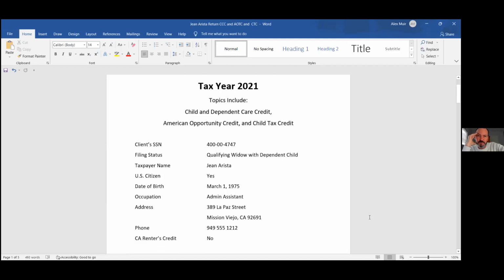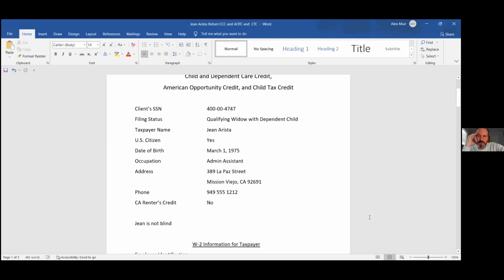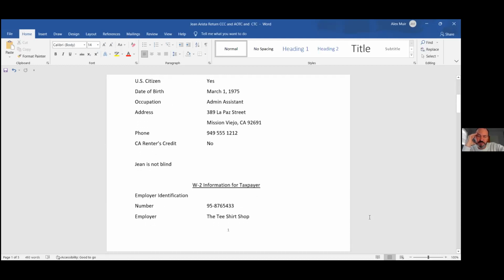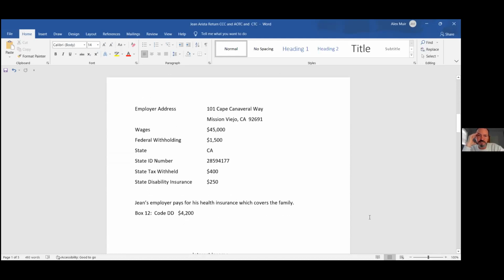Okay, so we're going to go through this. So we have Jean. She's a resident of California, and she has a W-2 job, and she has wages of $45,000, and then she has withholding both state and federal, and she pays into the state disability insurance program. And then she also has health insurance through the employer.